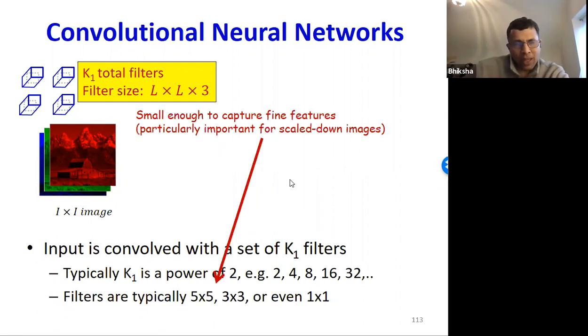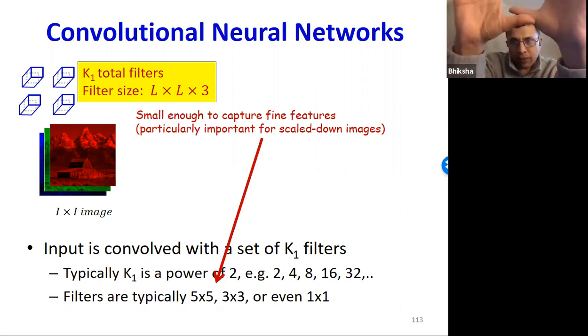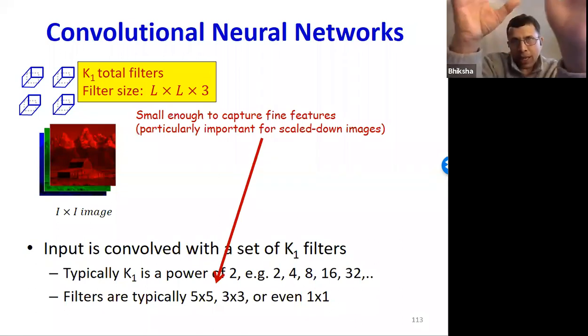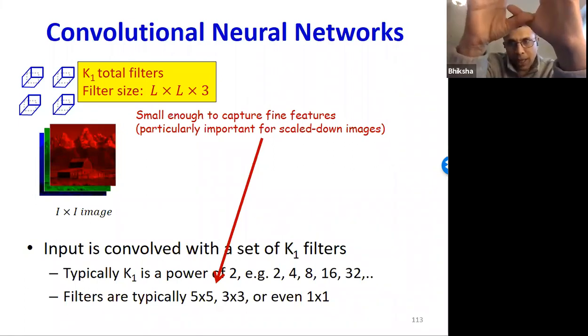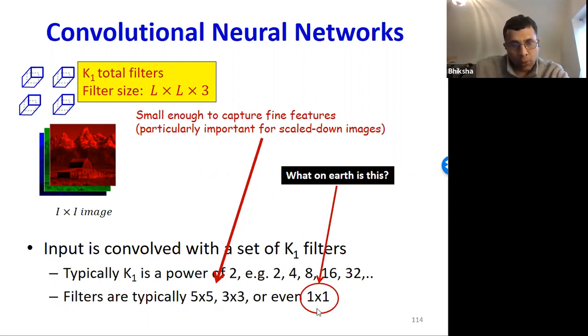Remember, we are composing things hierarchically as we go through the network. Because of that, you want the face of the filter to be small enough to capture fine features within the maps at the previous layer. If you want them to capture really fine features, they must be small. And so we get filters of size 5 cross 5 or even 3 cross 3. But what's this crazy 1 cross 1? What is a 1 cross 1 filter?